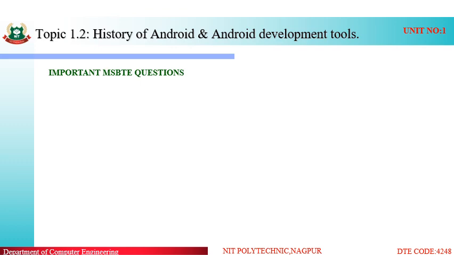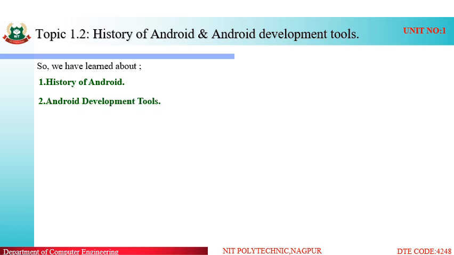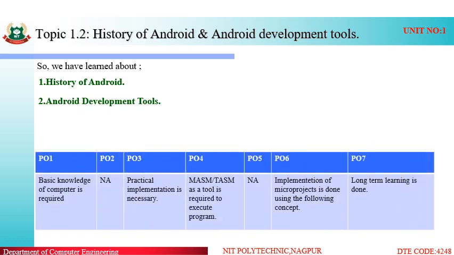So MSBTE related questions are: list the Android versions that we have studied. You have to only list, that's why it's of only 2 marks. And explain the ADT tools or Android development tools. In this we have to explain the two tools, that is SDK tools and platform tools, which are necessary to develop an Android application. So this is what we have learned today about history of Android and Android development tools.